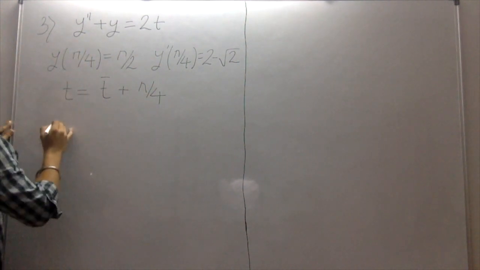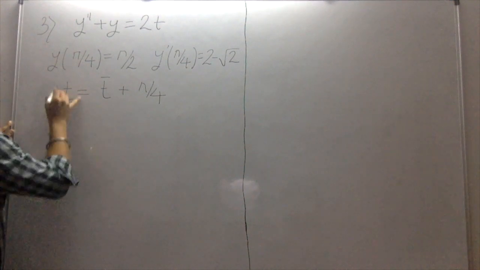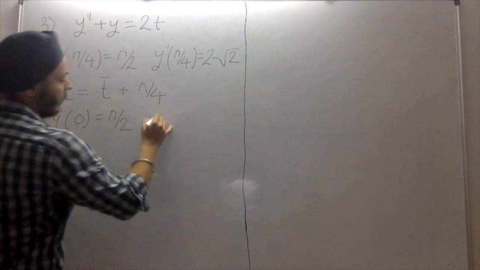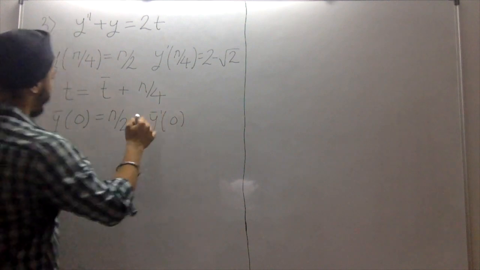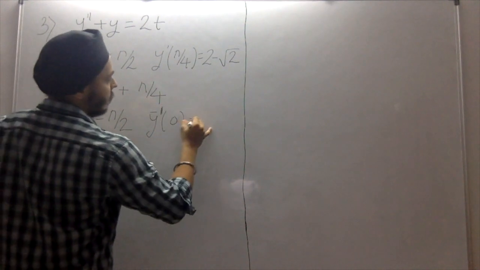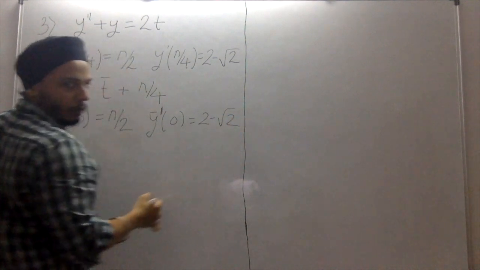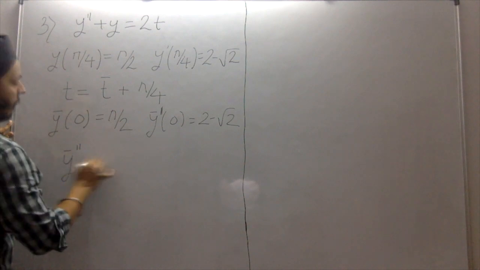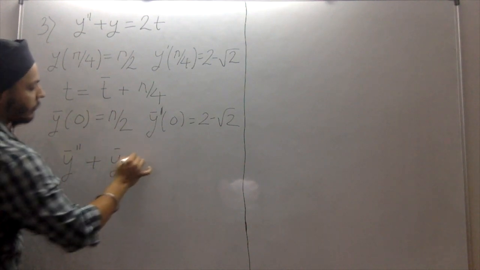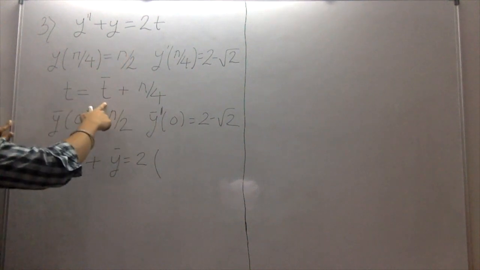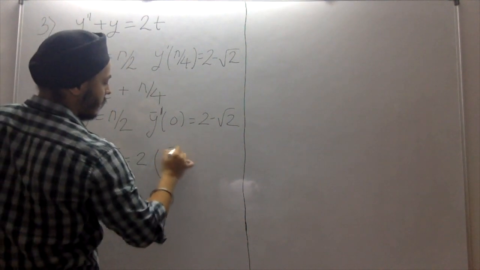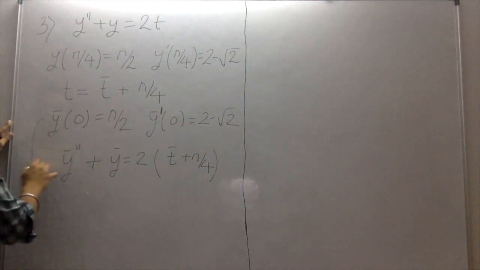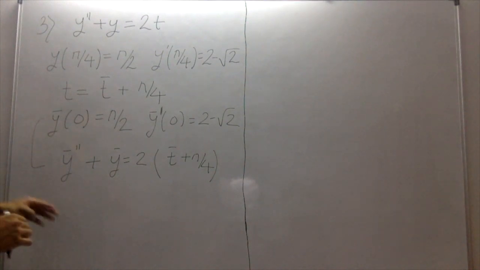Hence our y bar at 0 equals pi by 2 and y bar prime at 0 equals 2 minus root 2. So our original equation will become y bar double prime plus y bar equals 2 times t bar plus pi by 4. So this will be our new condition.